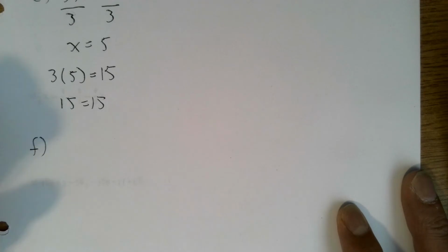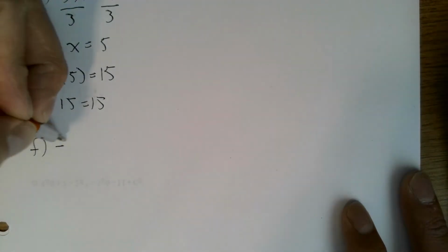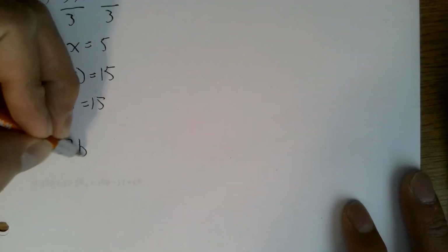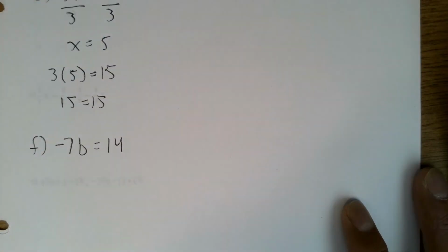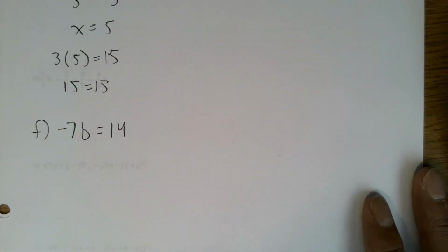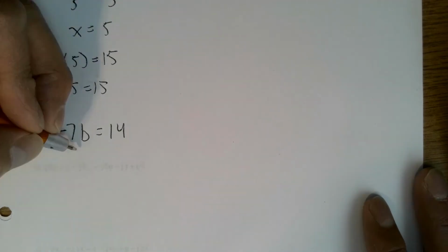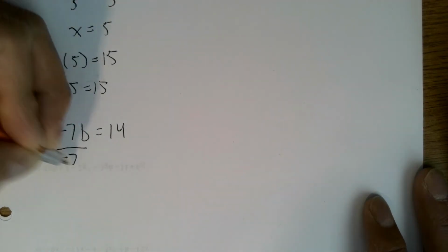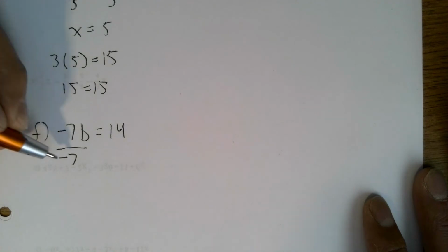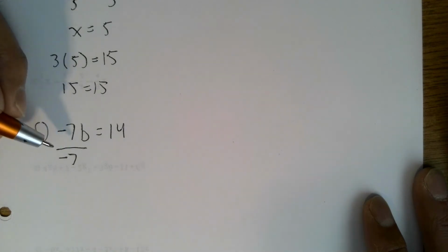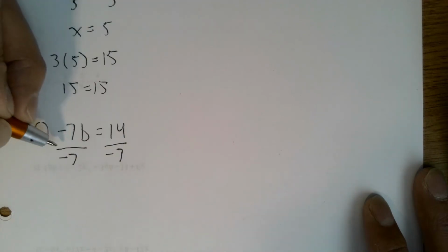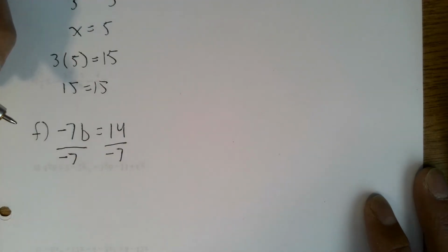There we go, F. I've got negative 7b equals 14. And again, we want to end up with 1b. So I'm going to divide both sides by negative 7 because negative 7 divided by negative 7 equals 1. If I divided both sides by 7, I'd have negative 1b, which I don't want. I want b, which is the same as 1b.